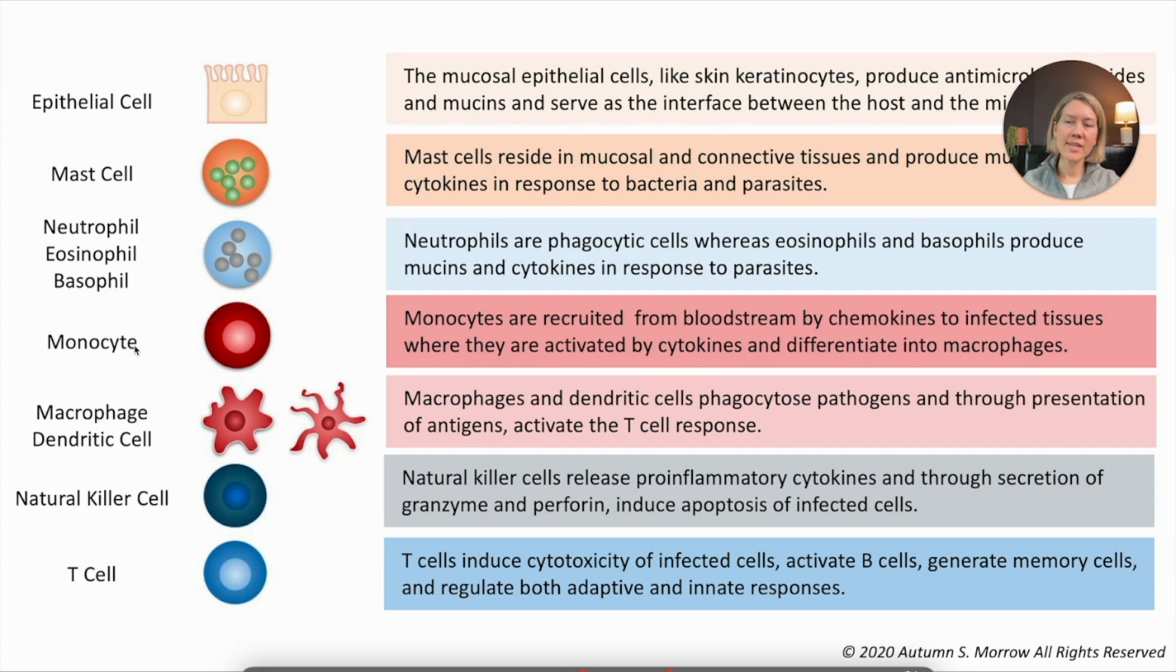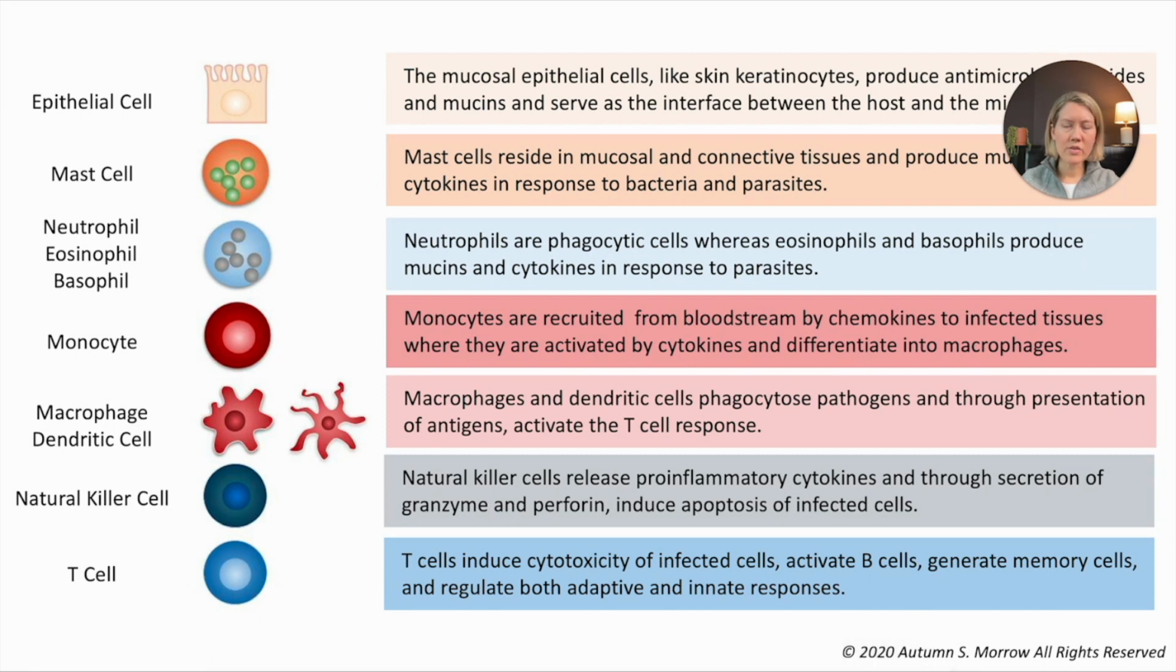Here you have a monocyte. These are attracted to infected tissues where they turn into macrophages. And here are the macrophages and the dendritic cells. And these are antigen-presenting cells that help to activate the T cell response. That's how they're able to serve as a bridge between the innate and the adaptive immune systems. Lastly, we have a natural killer cell that can induce apoptosis of infected cells. And while natural killer cells are part of the innate immune system and are non-specific, we have T cells, and these are adaptive and specific to a pathogen.